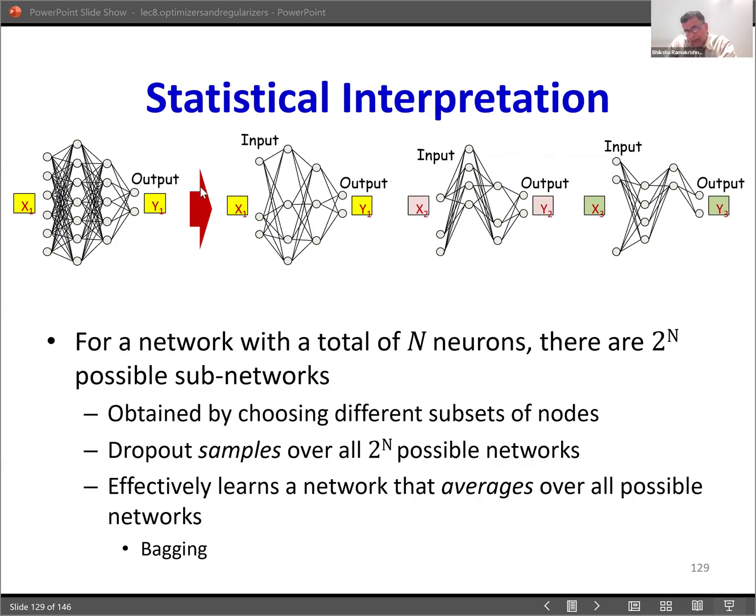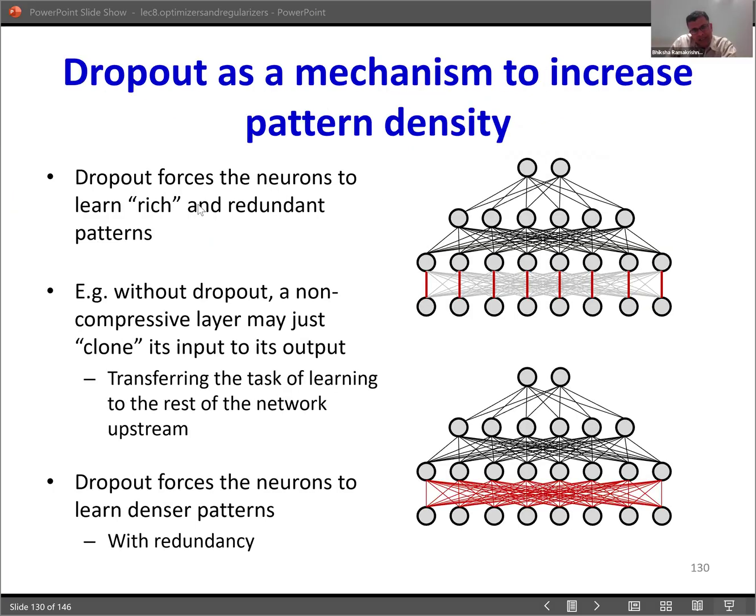Now, that's one interpretation of dropout, but there's another interpretation. Dropout can also be thought of as a mechanism to increase pattern density. So let's say I have a deep network of this kind. But if I don't have constraints, then there's nothing stopping one particular layer from simply learning a pass-through function where it sets all the cross weights to close to 0 and the direct weight to 1. And this effectively loses a full layer in the network, and this happens all the time.